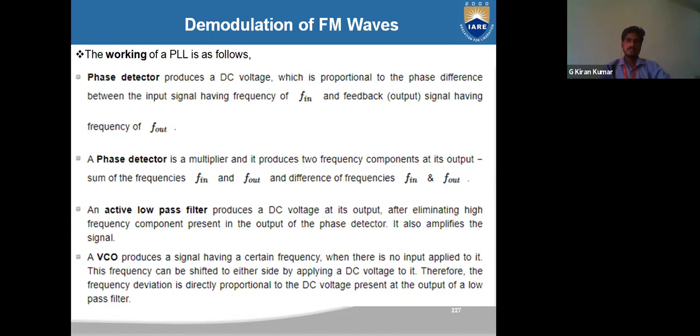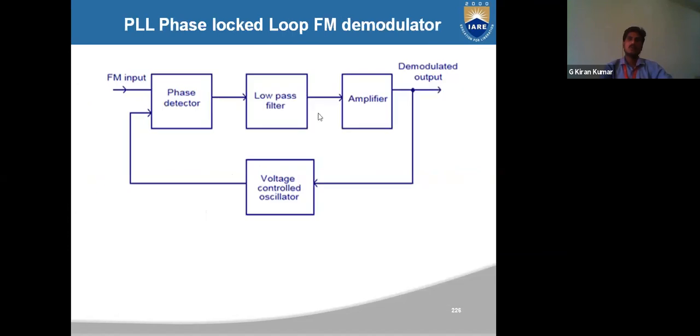Add or subtraction: F in plus F out you will get in some cases, F in minus F out in some cases. Both come under the phase detecting errors. If the phase detector output is zero, there is no problem at all. Directly we can send the signal to our amplifier, and the signal can be directly sent to the output.